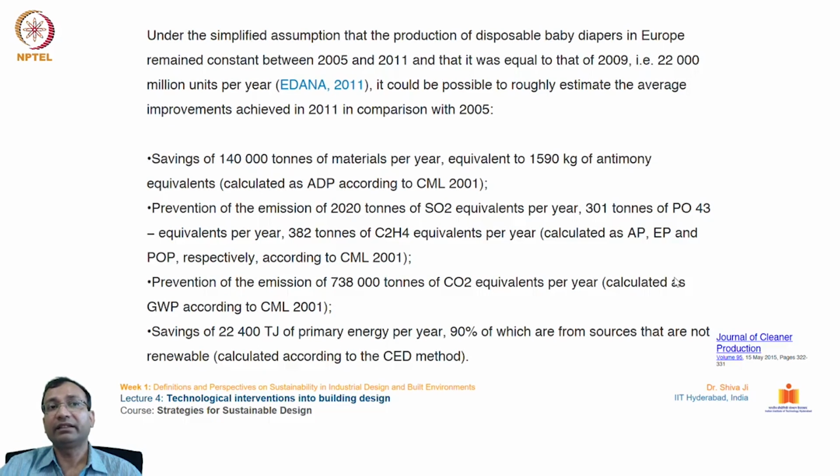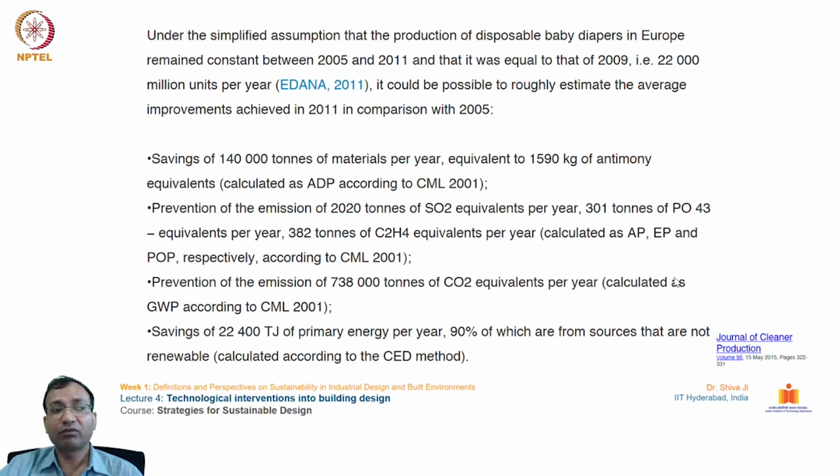Under the simplified assumption that the production of disposable baby diapers in Europe remained constant between 2005 and 2011 and that it was equal to that of 2009, that is 22,000 million units per year, it could be possible to roughly estimate the average improvements achieved in 2011 in comparison with 2005. Savings of 140,000 tons of materials per year, equivalent to 1590 kg of antimony equivalents calculated as ADP according to CML 2001. Prevention of the emission of 2020 tons of SO2 equivalents per year, 301 tons of PO4 3- equivalents per year, 382 tons of C2H2 equivalents per year, and prevention of the emission of 738,000 tons of CO2 equivalents per year calculated as GWP according to CML 2001.